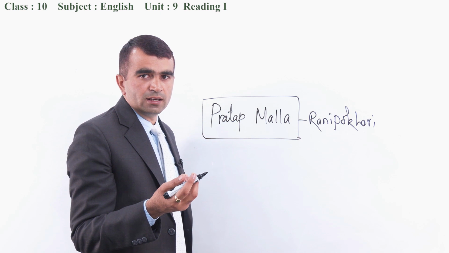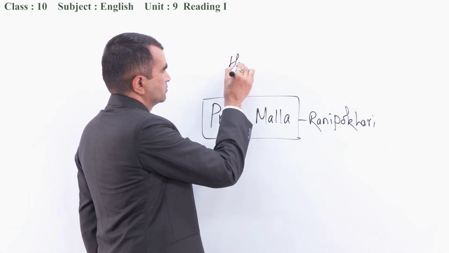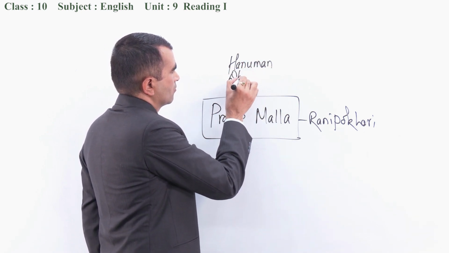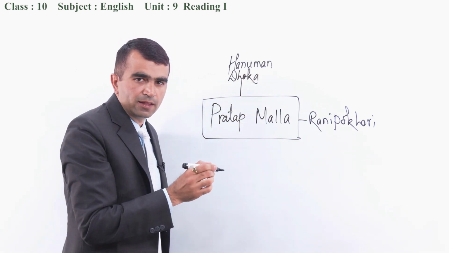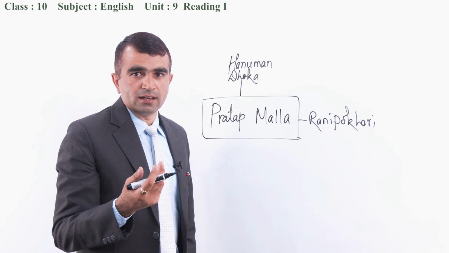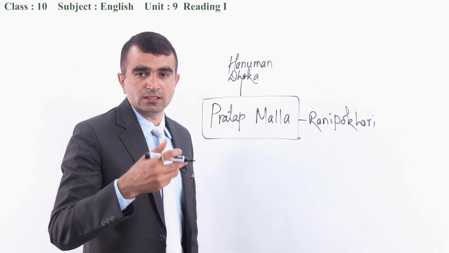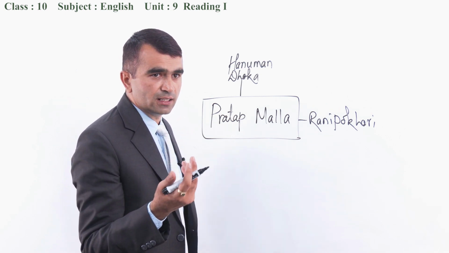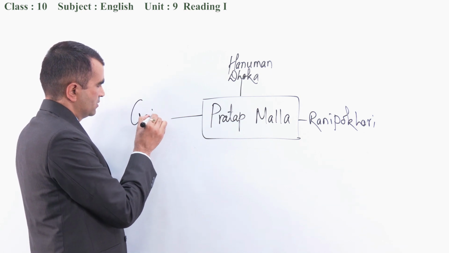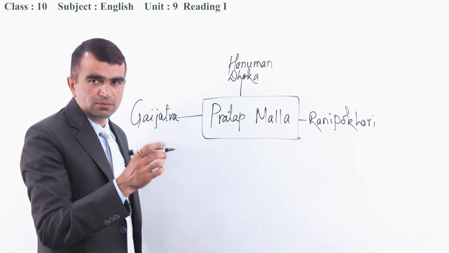Similarly, Hanuman Doka Darbar, does it exist? Yes, Hanuman Doka. Similarly, another, Gai Yatra. Gai Yatra was started by him. Does it still exist? Yes, it is still there. So you can write Gai Yatra. Similarly, others, okay?